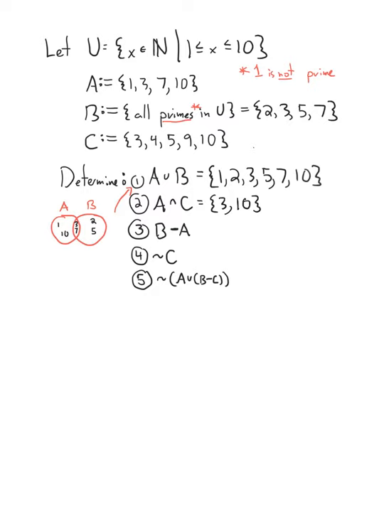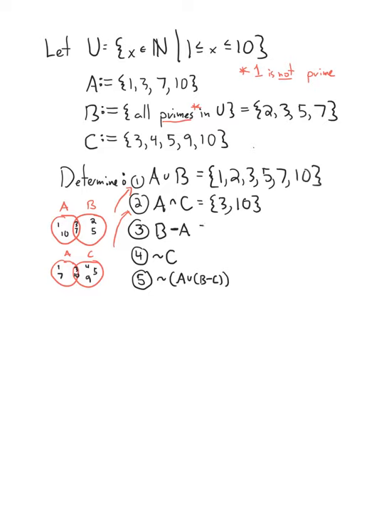So maybe I'll just do this one again really quick. A and C, sorry. So in the intersection we have a 3 and a 10, and here we're going to have a 1 and a 7, and over here we're going to have a 4, a 5, and a 9. So that's how the Venn diagram for just those two sets looks.